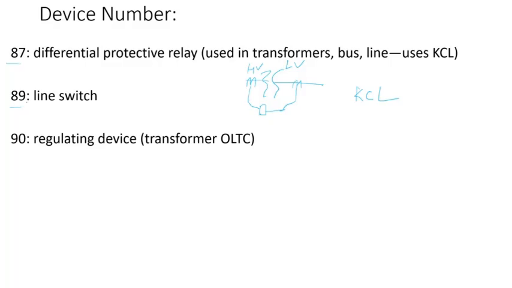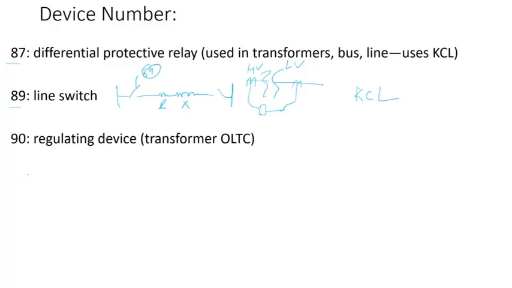89 is a line switch. So if you have a bus here, right at the substation, you have a disconnect switch, and you will have the line, with some resistance and reactance. Then at the other bus or substation, you have another switch. So this would be 89.